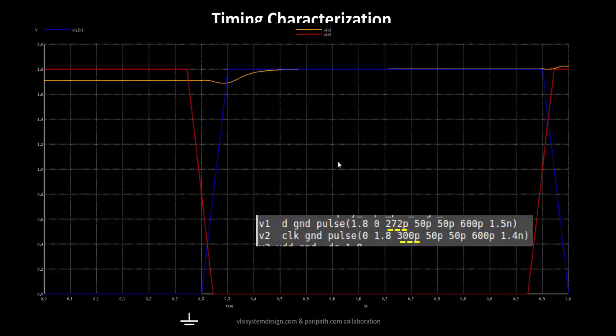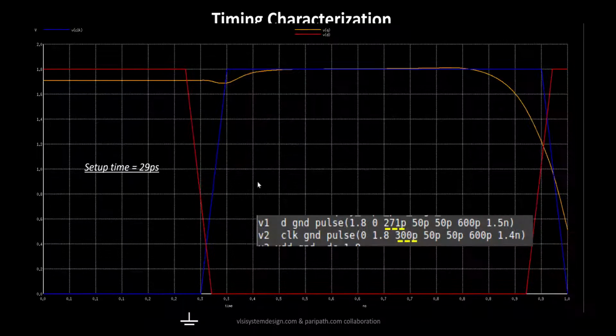So you need to protect your D input in such a fashion that it doesn't violate the setup window for the clock signal. Your setup time over here, pertaining to the previous clock to output waveform, is equal to 29 picosecond, which is 300 picosecond minus 271 picosecond. So that's your setup time for this particular flop, which is approximately equal to one inverter delay.